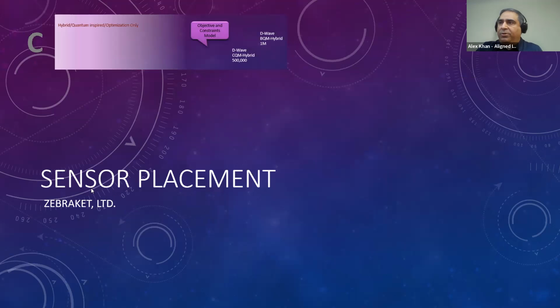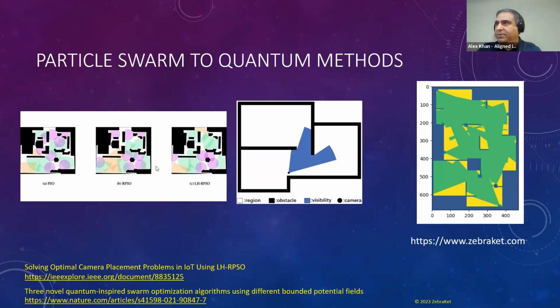Okay, so we also did sensor placement. This is in ZebraCAT. We were optimizing in an energy company where we should place sensors. The common model used is a particle swarm optimization problem. We were able to take that problem and convert it into an objective function.